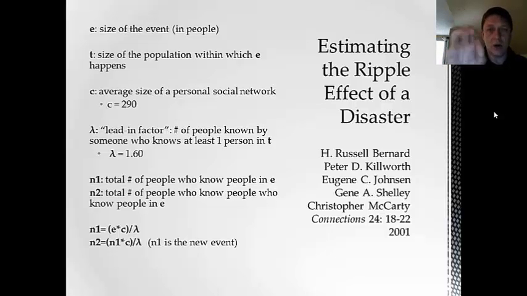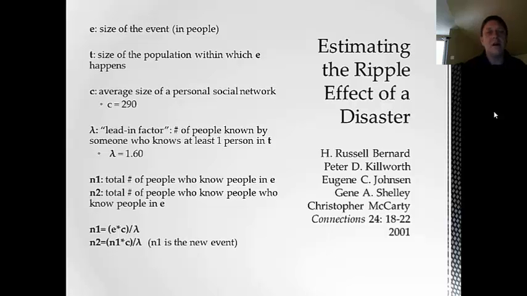Bernard et al. go on and talk about all the standards by which you talk about knowing. For them, knowing a tie means you know them by face or by name. You've seen them in the last year. You could call them up. And they find over and over again about 290 people. You are acquainted with about 290 people on average.